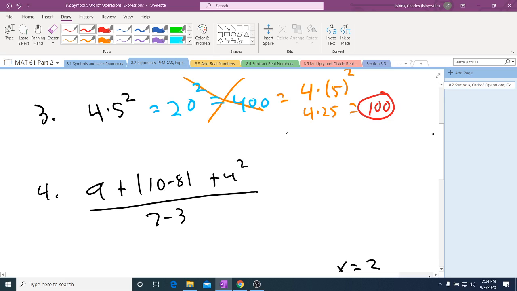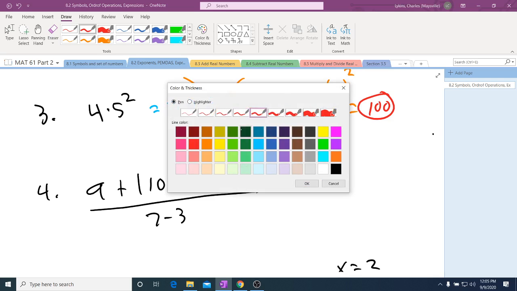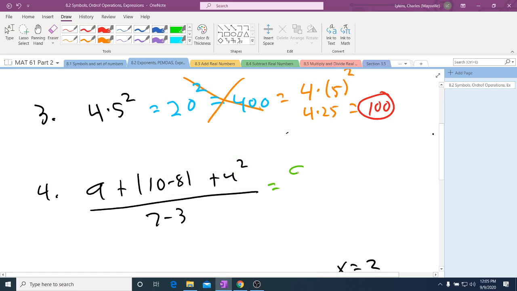And you'll start seeing some problems where we're going to throw a lot of operations at you, plus our new terminology, what we learned in our last section in 8.1, which is the absolute value symbol. So I'm not going to do anything with the 9, but I'm going to treat the absolute value as parentheses. What is 10 subtract 8? Well, it's a positive 2. Now if it was a negative 2, remember what comes out of the absolute value is the positive side of it. So it would still be plus 2. And then 4 squared is 16. And we put that over 7 minus 3, which is 4.